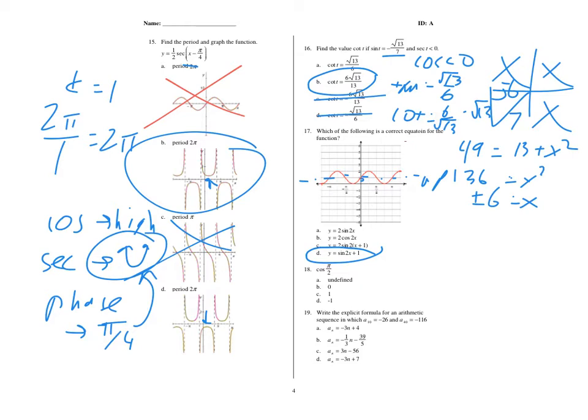All right, next up here, cosine of pi over 2. So that on the unit circle is up here. We know that spot is (0, 1), so the cosine, of course, is x. So it's going to be 0.